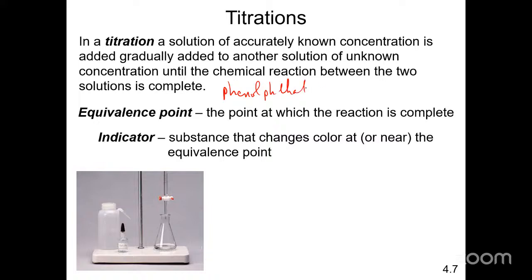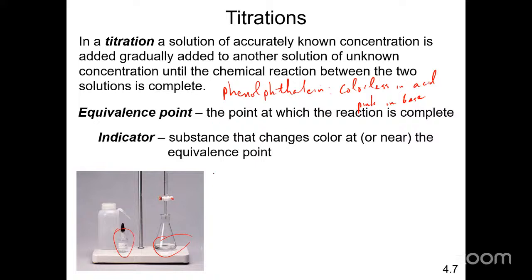And the thing about this particular indicator, hope I'm spelling this right, is that it's colorless in acid and pink in base. All right? So basically, when you have your acid here and you add 2 drops of your indicator, this is your phenolphthalein here, then the solution will remain colorless because it's colorless in acid, right?